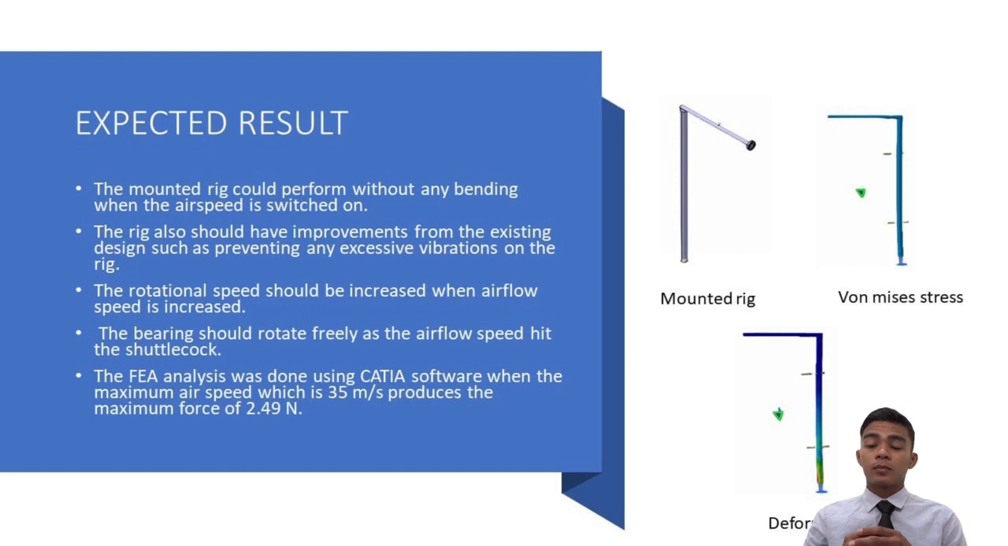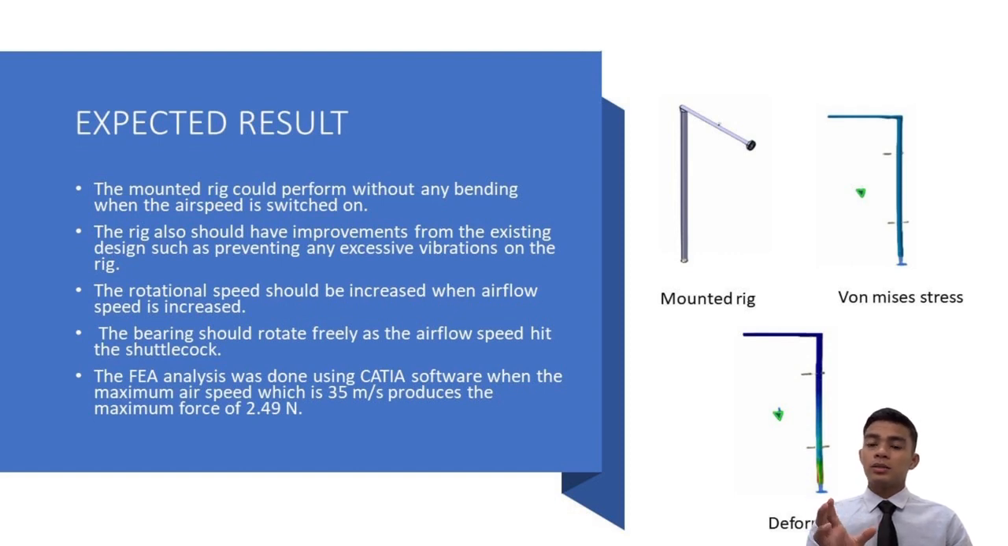The result which I need to relate with the objective: the mounting rig could perform without any bending when the airspeed is switched on. The rig also should have improvement from the existing design, such as preventing any excessive vibration on the rig. The rotational speed should increase when airflow speed is increased. The bearing should rotate freely as the airflow speed hits the shuttlecock.